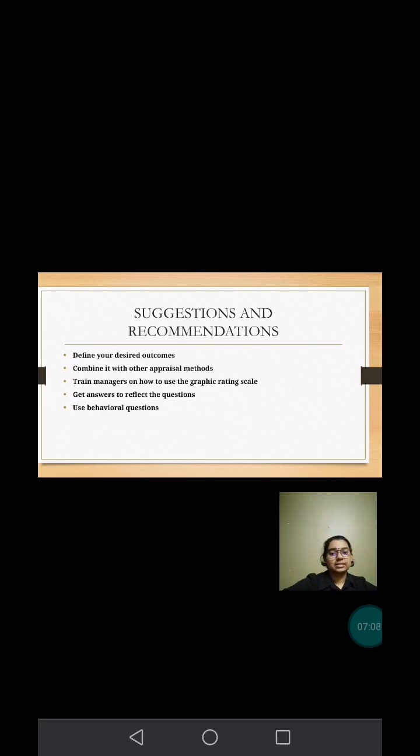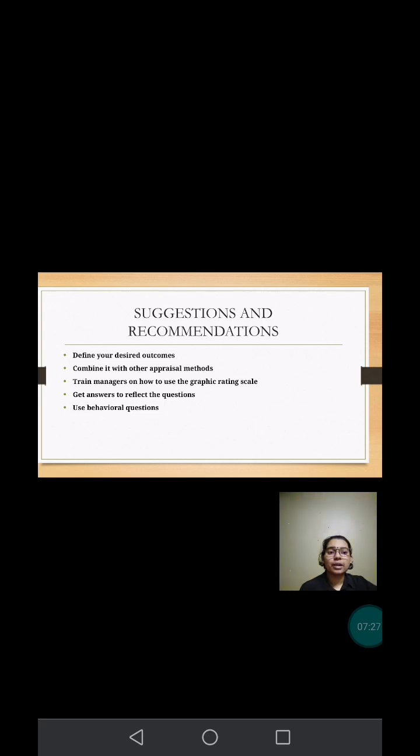suggestions and recommendations. Okay, firstly, define your desired outcomes. Before you create your appraisal, it's essential to get clear on your desired outcomes. What do you want to measure? What are your goals? How will this data help the organization work towards the overall goals of the business?